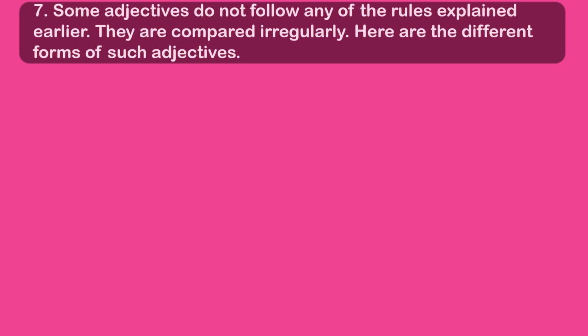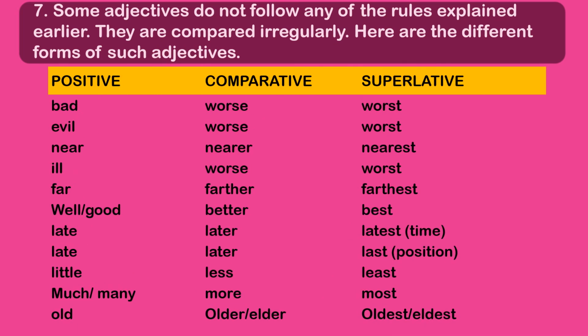Okay. So now the next rule is that some adjectives do not follow any of the rules explained earlier. They are compared irregularly. There is no regular rule, meaning no er and est rule. So here are the different forms of such adjectives. Look at it. For example, bad, worse, worst. Evil also has the same form, worse and worst. Near, nearer, nearest. Ill, worse, worst. Far, farther, farthest. Well and good, better, best.